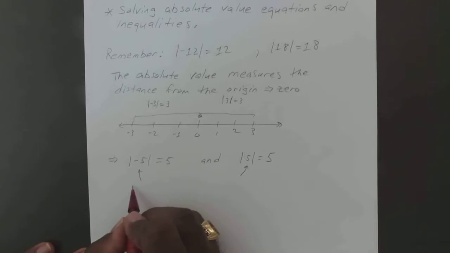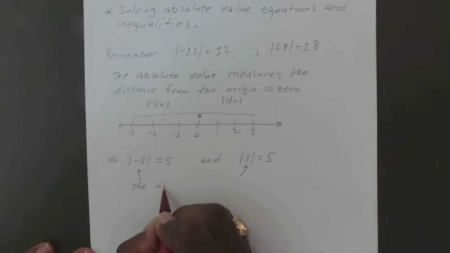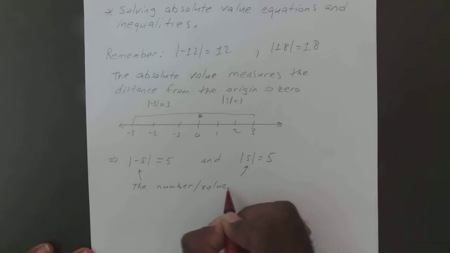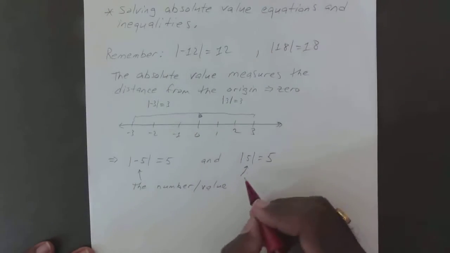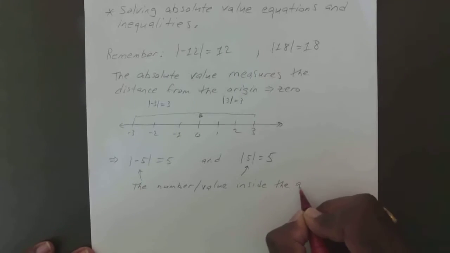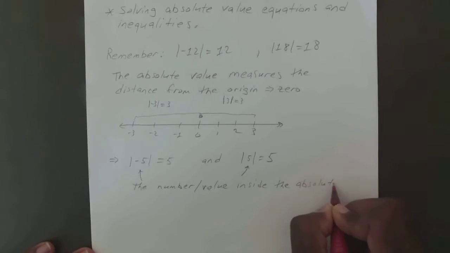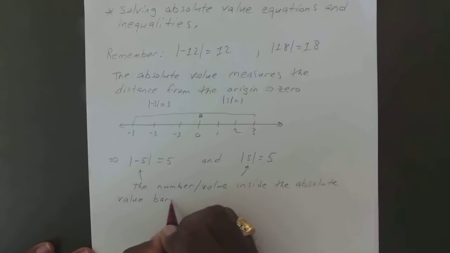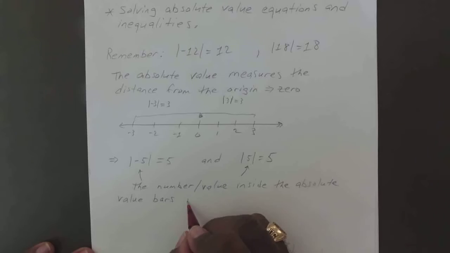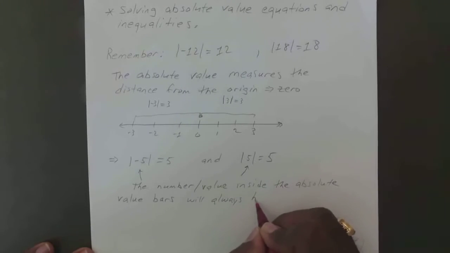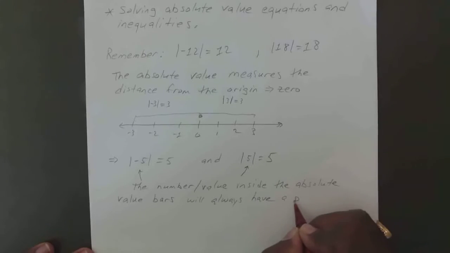So the number or value inside the absolute value bars will always have a positive outcome.